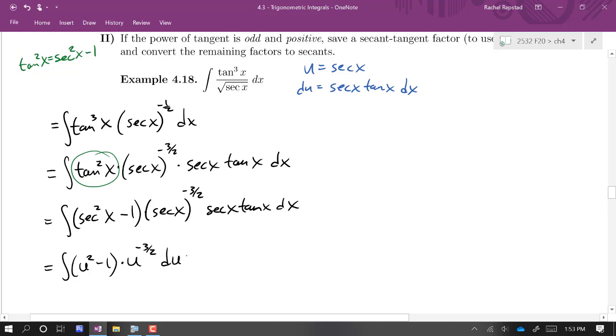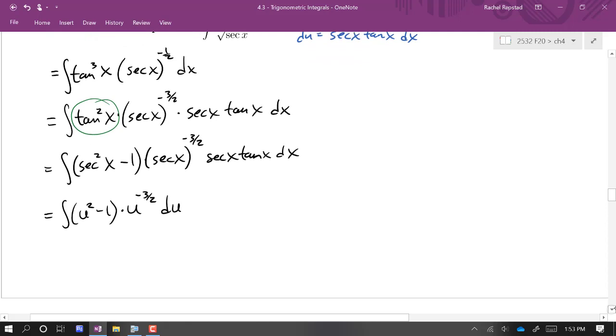And we know how to proceed with this. Let's distribute that factor of u to the minus 3/2, and then we'll have an integral that we can use the power rule on. So let's see, u squared times u to the minus 3/2. I'm going to add the exponents. 2 plus a negative 3/2 is 1/2. Minus u to the negative 3/2.